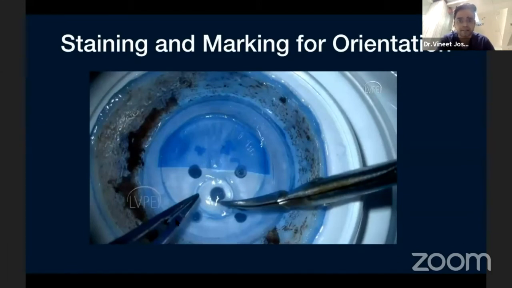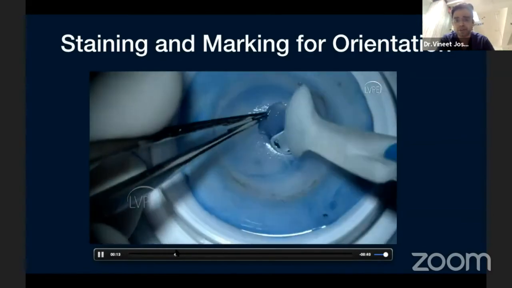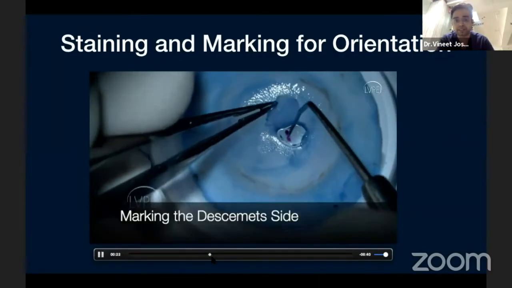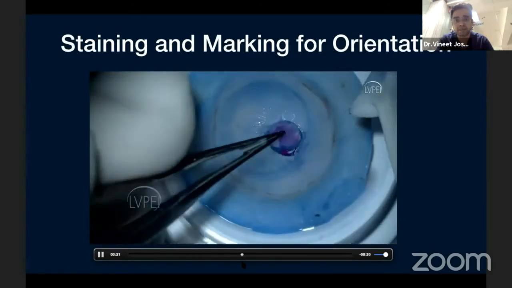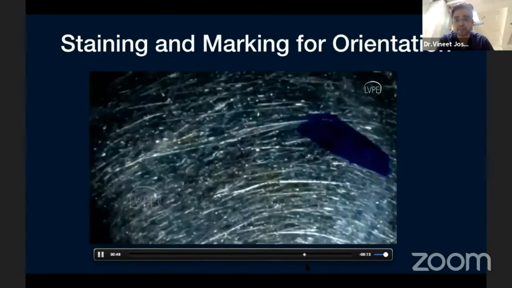The marking can be made with the help of a Sinskey hook, but you need to dry out the Descemet side thoroughly, otherwise it smudges the side. You can use any asymmetric alphabet, T, S, L, so that it helps you in identifying the side.